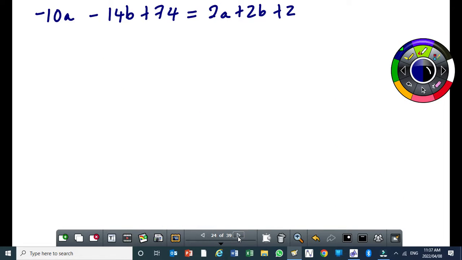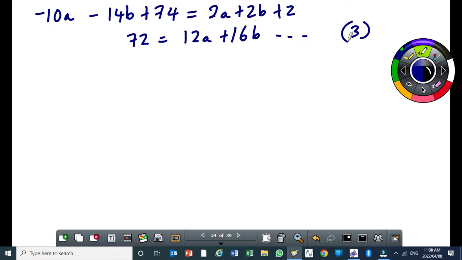Now I can rearrange the terms here, add the like terms and simplify. Since this 2a is positive, I can take the minus 10a to the right, and I'll get 12a on the right. I can also take this minus 14b to the right and add it to the 2b, I'll get 16b. And then take the 2 to the left, subtract it from 74, so I'll get 72 is equal to 12a plus 16b. Then I can call this equation 3.